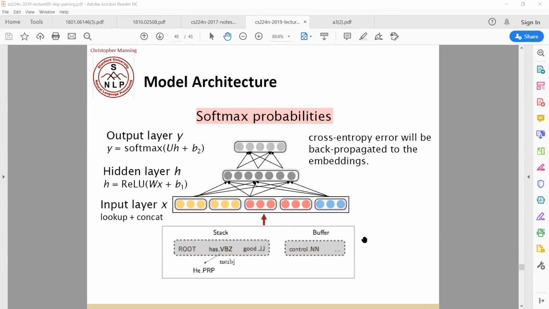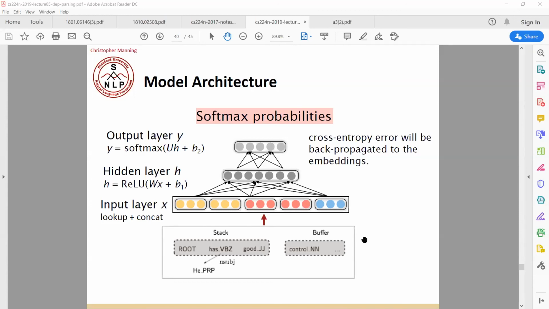Yeah. So for your input layer, what are you saying? You're capturing every single state of your stack and buffer as your input? Yes, in order to predict the transition and decide whether you will make a right arc, a left arc, or a shift. Ultimately, that's what you want to decide, right? Which of the three operations should you take?